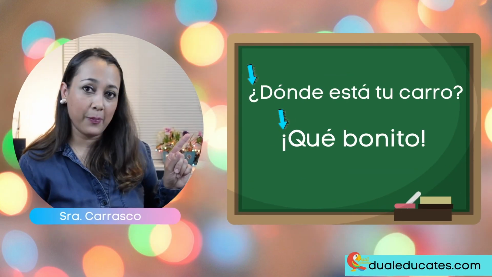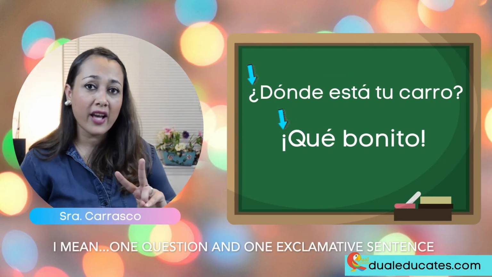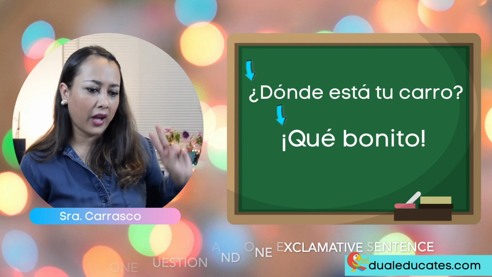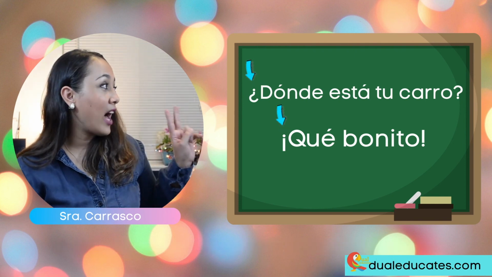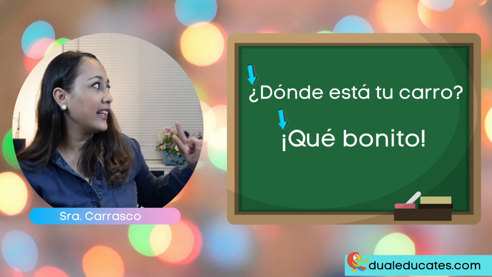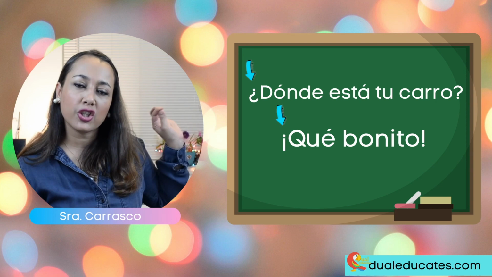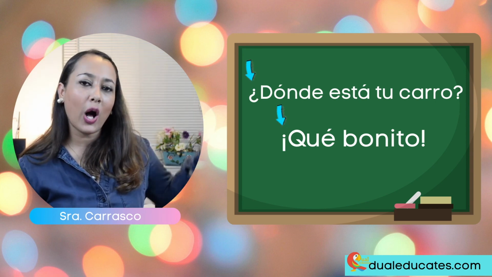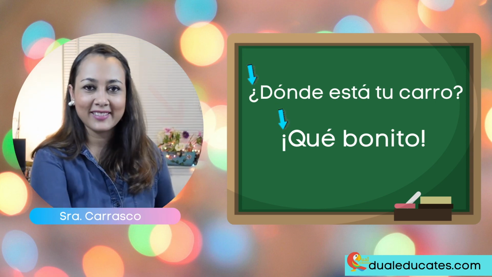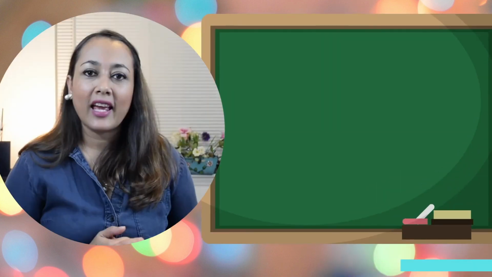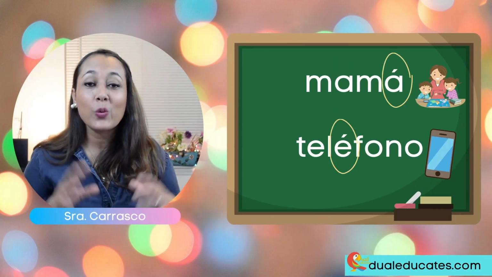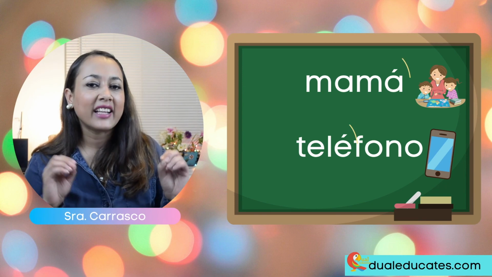Here we have one example. We have here 2 questions. ¿Dónde está tu carro? If you see, you have an upside down question mark at the beginning of the sentence, and an exclamation point at the beginning of that sentence. Okay? Now, in Spanish, we also have words that have tilde.